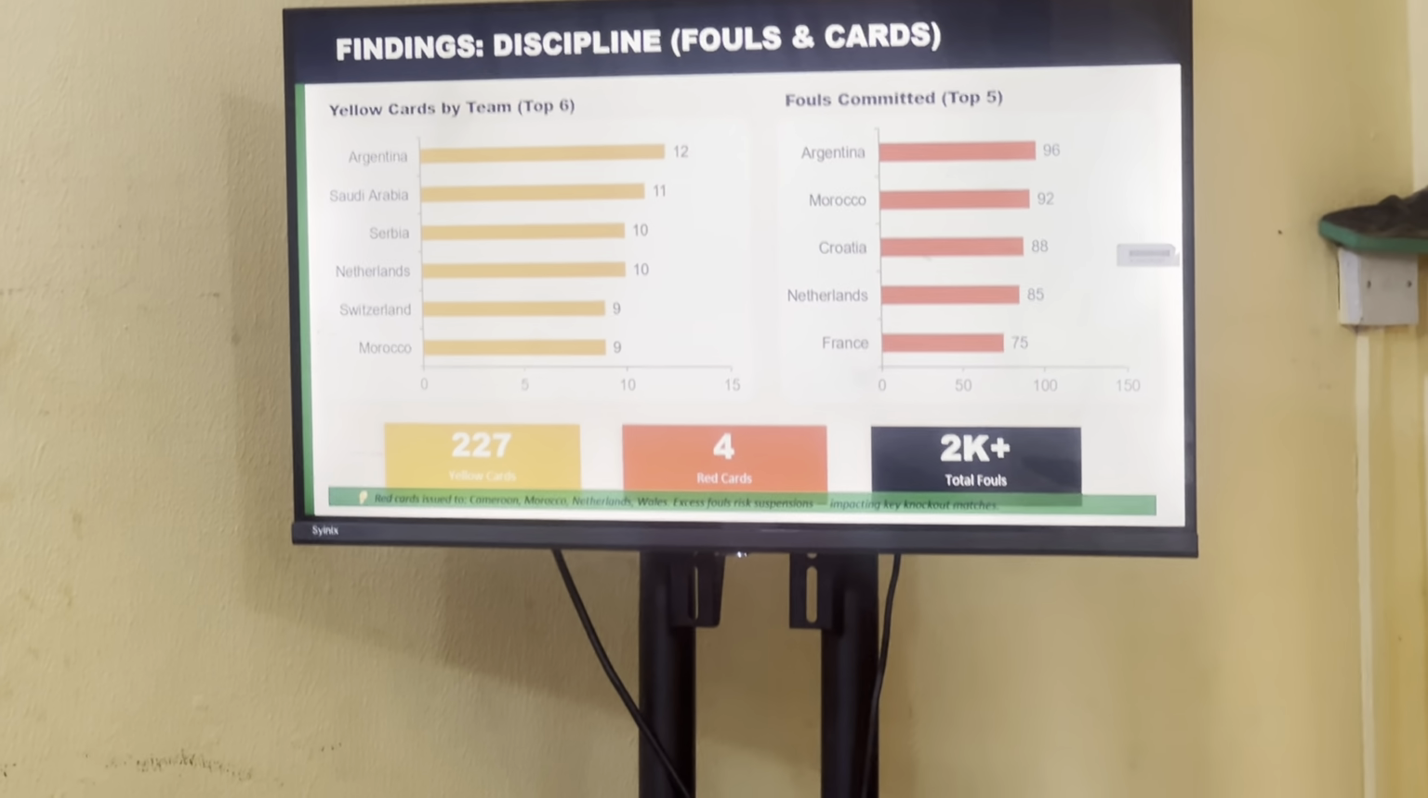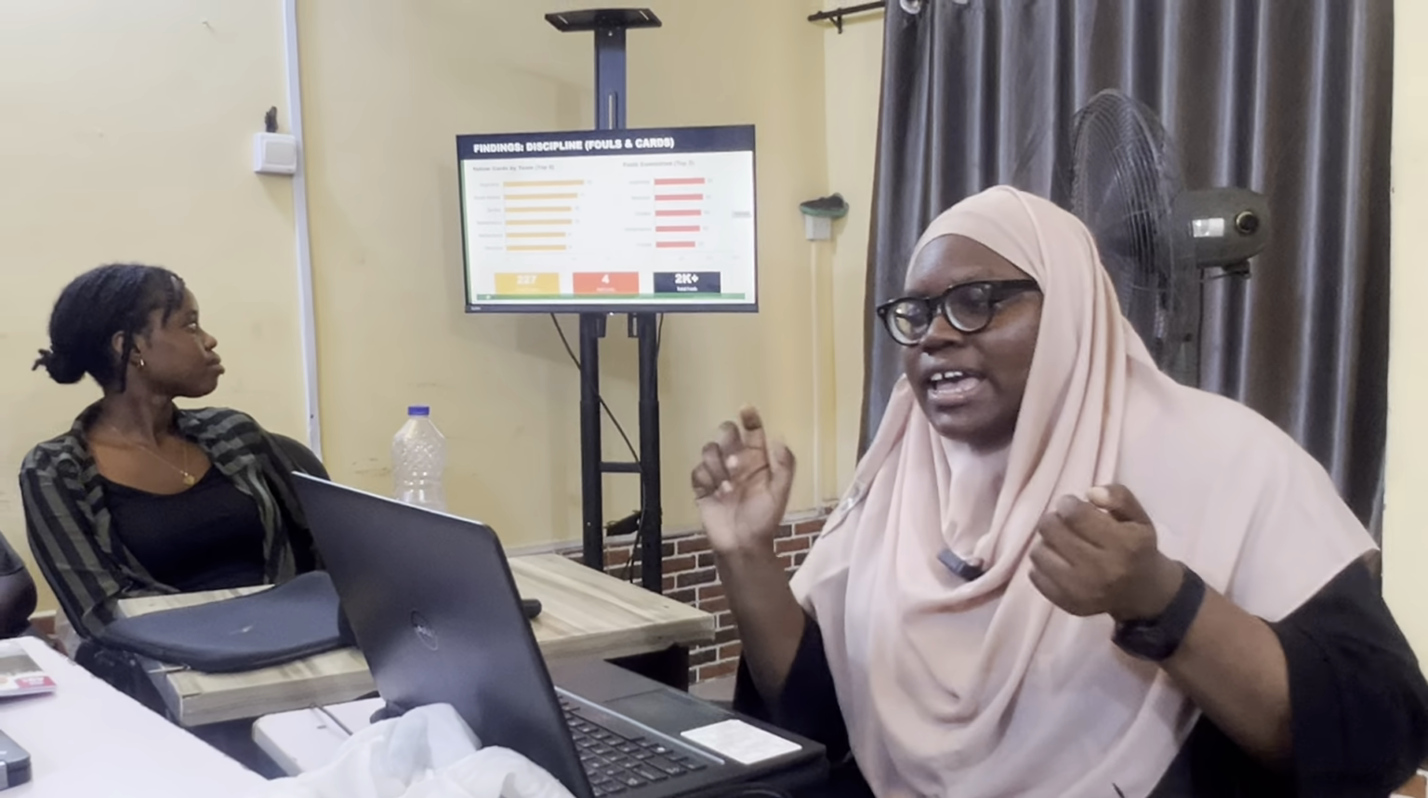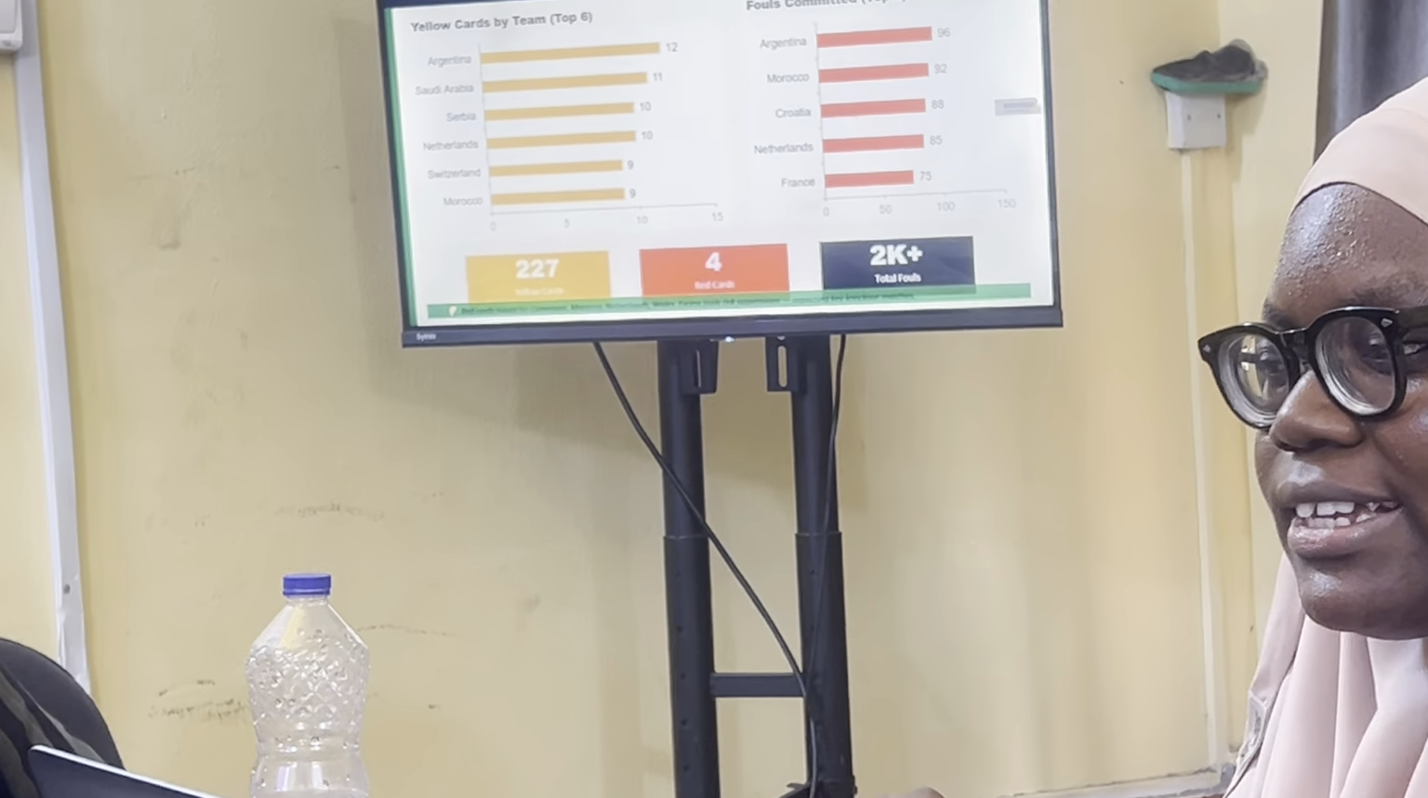The player has to leave the pitch, because normally there are 11 players, including the goalkeeper, on a pitch. So if one player leaves, they are left with 10 players. Because of this, it could reduce the morale of the team and they could end up losing the match. So that's the bad side of having too many fouls and yellow cards. So that's all about my findings.